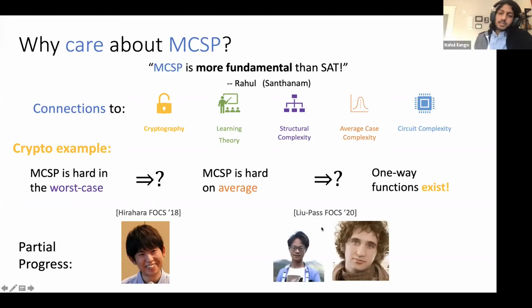And this year at FOCS, Liu and Pass had this amazing result which showed some version of this thing. Not quite for MCSP, but some Turing machine version of MCSP. And there are some technical details. You can't compose this result with that result yet. This works with a different notion of average case hardness than that result. And they're for slightly different problems. But I think over the next few years, this is a really exciting line of work. And if you're interested in what these theorem statements are, I can talk more about them.